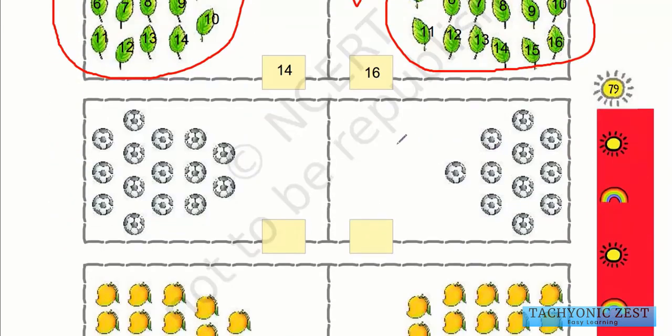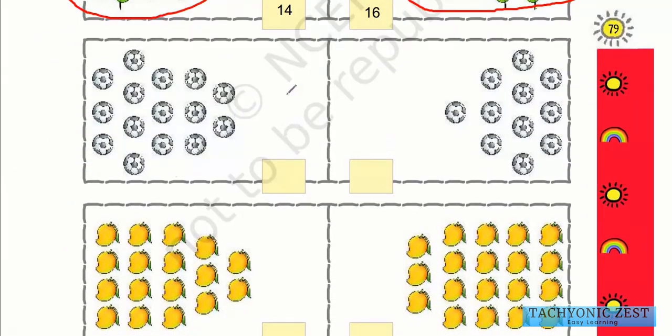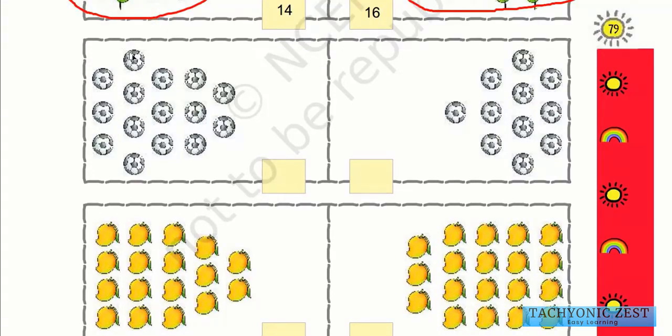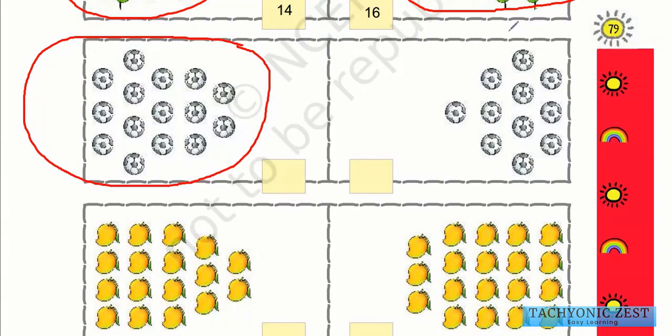Or we can say that this group is bigger. Okay, now here there are two groups of footballs. Now we have to count and we have to say which group has more number of objects. So let us count the number of objects in each group first. So first we will count this group. So let us count and see how many footballs are there. So there are two groups. Okay, this is one group and this is another group.